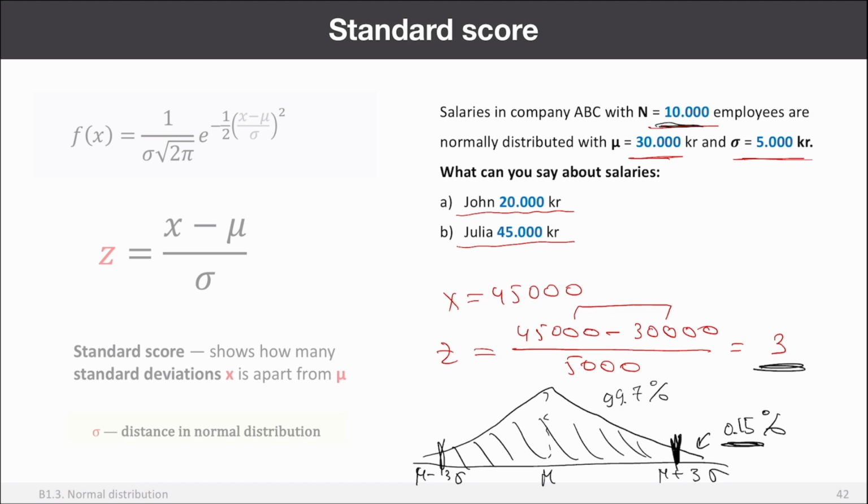Remember, it's 10,000 employees, right? 1% of 10,000 will be 100. And then 0.1% of 10,000 will be just 10, right? So 0.15% means 15 employees have a salary above Julia. So he's probably a top manager and so on. So the z-score allows you to understand how extreme your value is compared to the mean and given population parameters very quickly. So that's why the z-score is important.